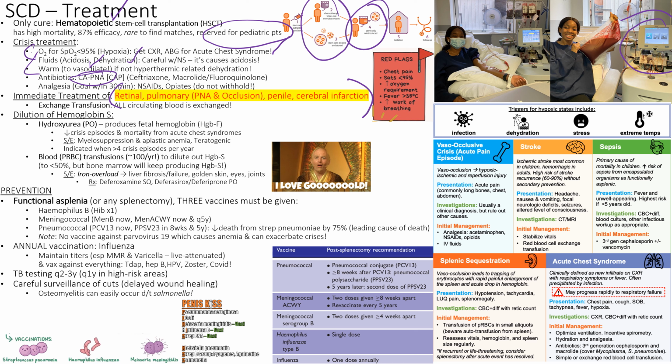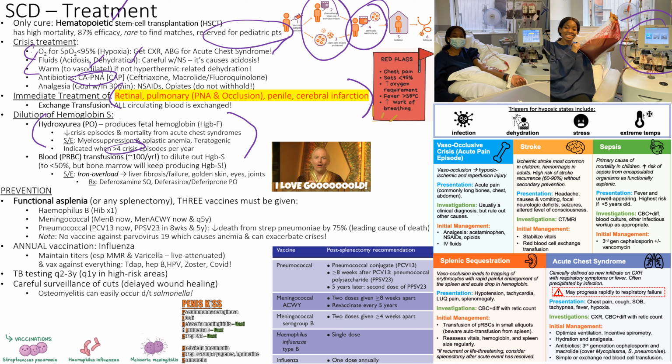Otherwise, how do you keep them at bay? Hydroxyurea is really a chemotherapy drug, but it's also used for sickle cell patients to produce a different hemoglobin. We have different hemoglobins out there. They have hemoglobin S. This one produces fetal hemoglobin, or hemoglobin F, and fetal hemoglobin does not sickle. So that's great. Now we have functional fetal hemoglobin, so it makes them survive longer.